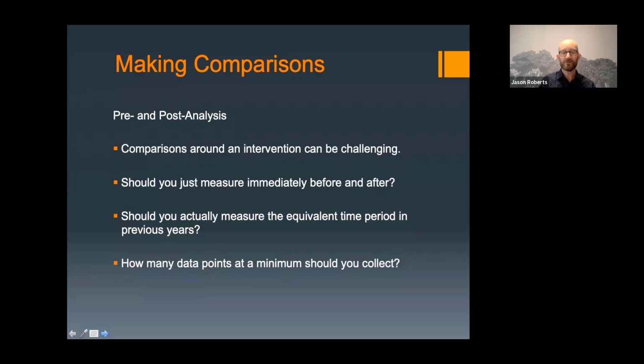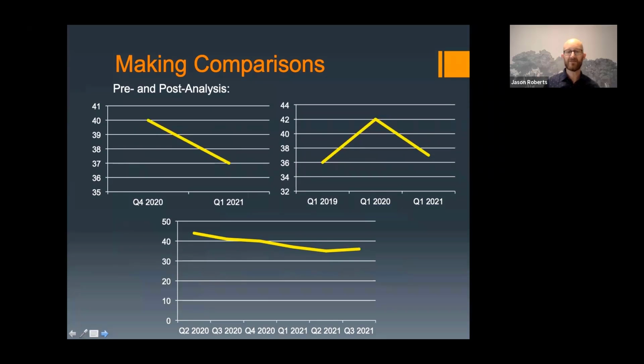That seems logical, but there are problems with that. Should you actually measure the equivalent time period in previous years? And I'll show you in a chart what I mean by that in a second. And how many data points at an absolute minimum should you collect to have something meaningful? So here are 3 ways of looking at this.